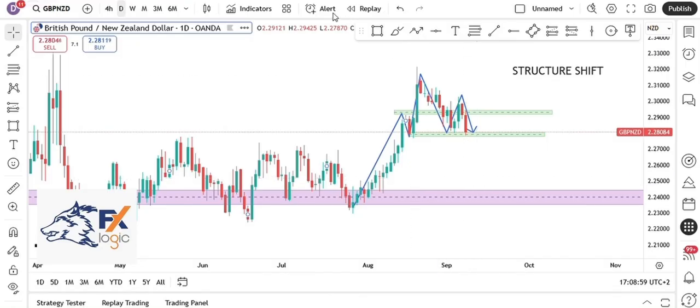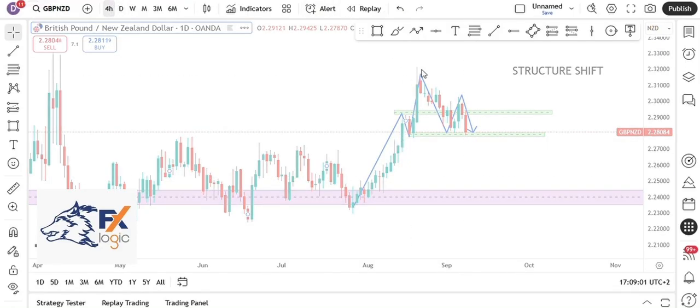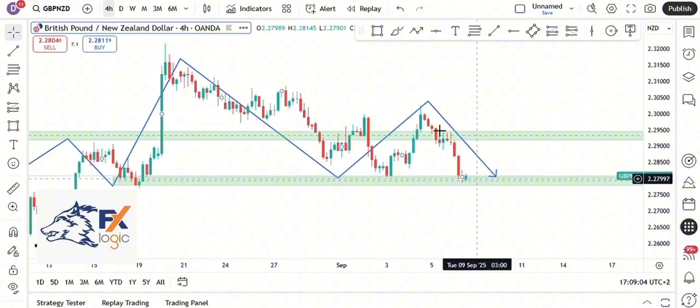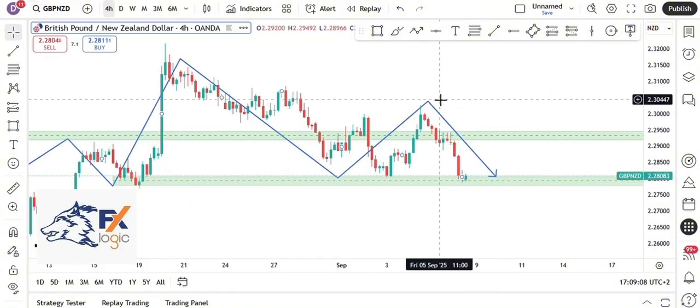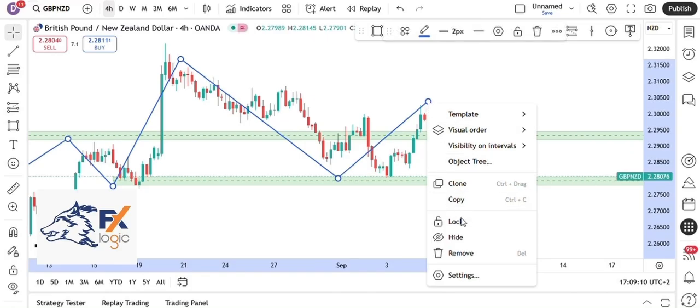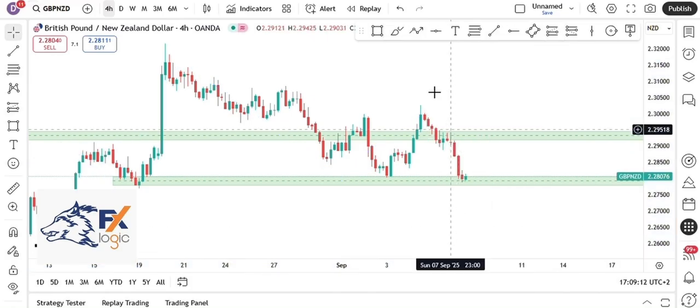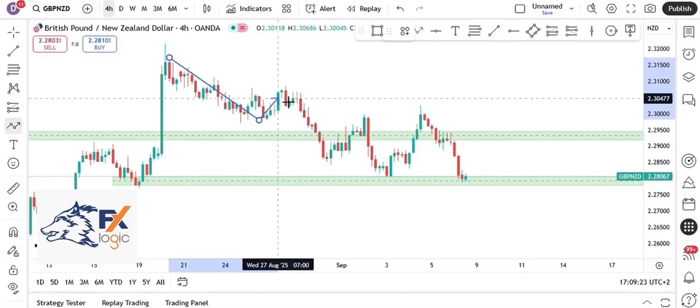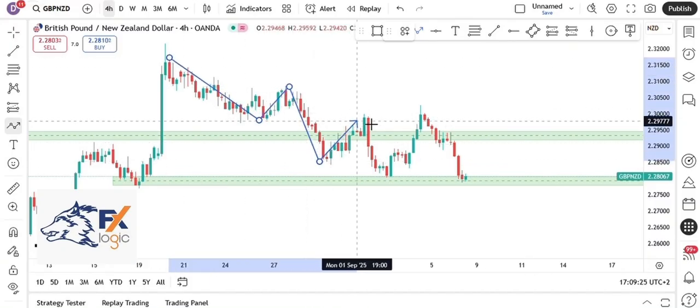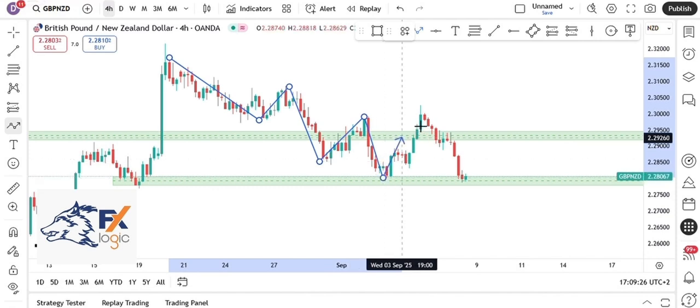So come to the 4-hour time frame to check what's going on here. All right, so I want to take this out. So in the price structure, what can we see? We can see the most obvious peaks and lows, or highs and lows. So high, low, lower high, lower low, lower high, lower low, lower high, equal low.